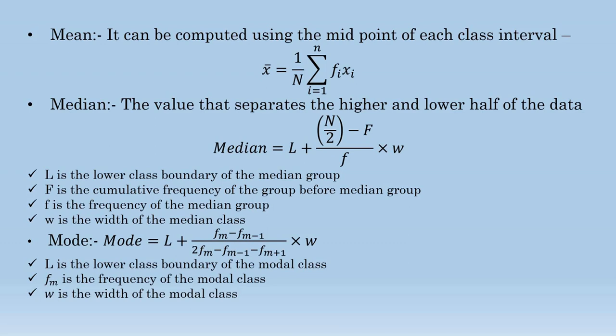Fm is the frequency of the modal class. Fm-1 is the frequency of the class prior to the modal class. Fm+1 is the frequency of the class just after the modal class. W is the width of the modal class.